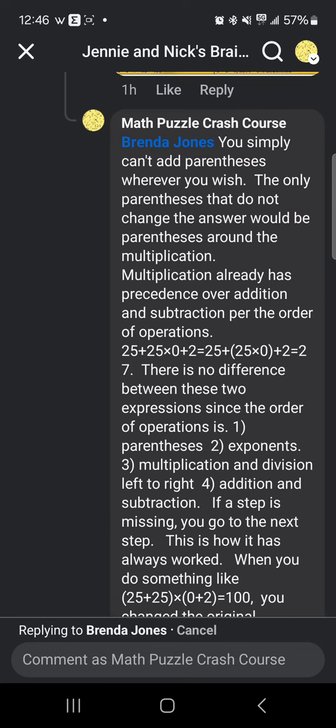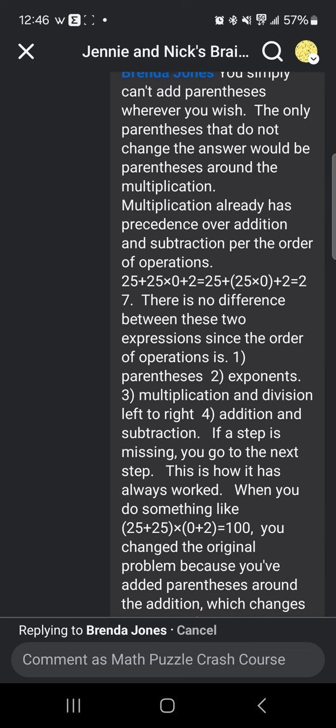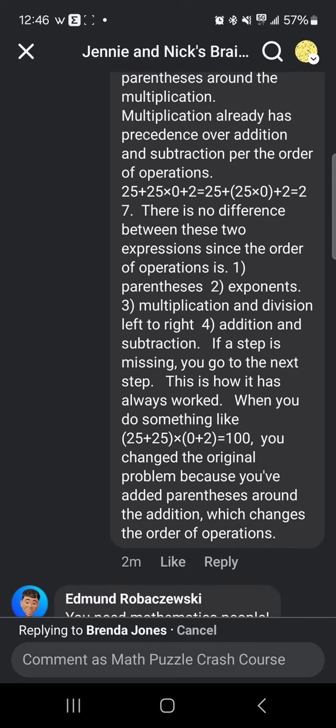The only parentheses that really are redundant would be if you put parentheses around the 25 times 0. 25 plus 25 times 0 plus 2 is the same thing as 25 plus, and then you could put parentheses around the 25 times 0, but there's really no difference between those two expressions. So I'm hoping that's clear with people, but we'll see.